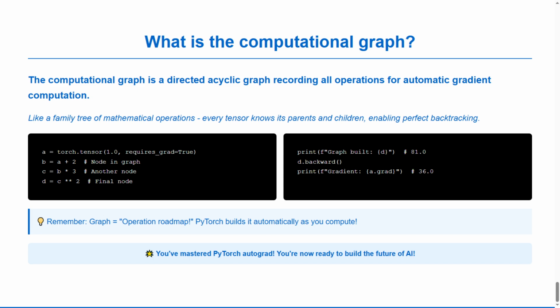PyTorch builds it automatically as you compute. You've mastered PyTorch Autograd. You're now ready to build the future of AI. Summary. The computational graph automatically records all operations enabling perfect gradient backtracking.